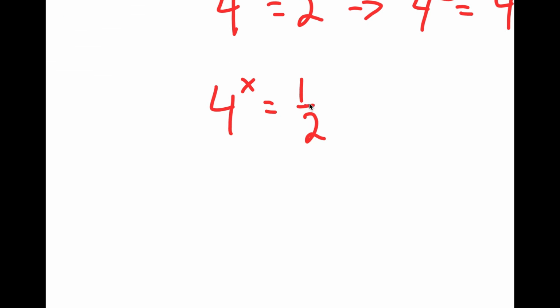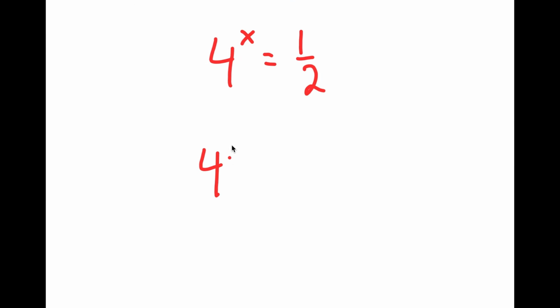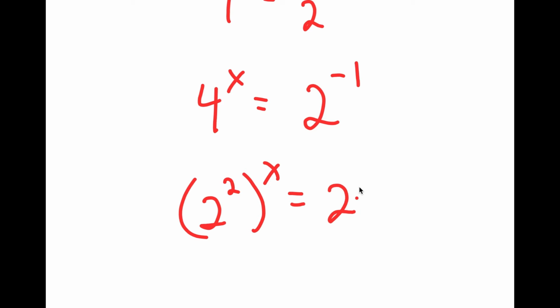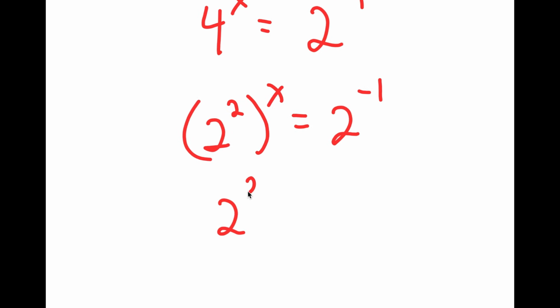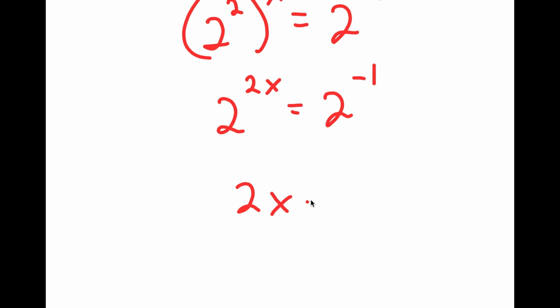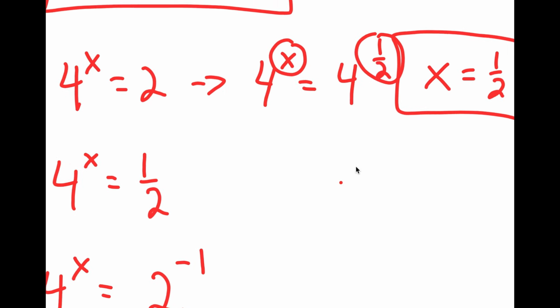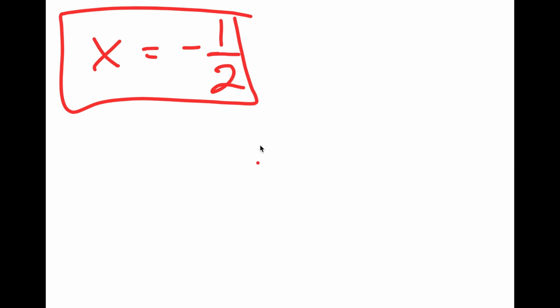Now for 4 to the power of x is equal to 1/2, I can write this as 4 to the power of x is equal to 2 to the power of negative 1. And 4 is the same thing as 2 squared, so I get 2 squared to the power of x is equal to 2 to the power of negative 1, so 2 to the power of 2x is equal to 2 to the power of negative 1, meaning 2x is equal to negative 1, and x is equal to negative 1/2. So my two solutions are x equals positive 1/2 and x equals negative 1/2.